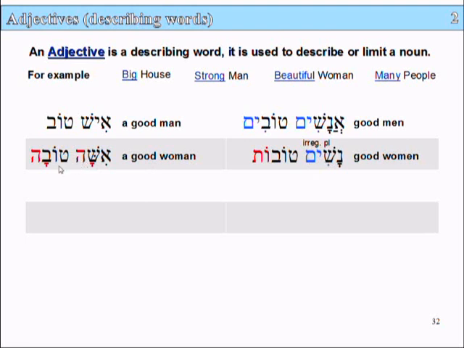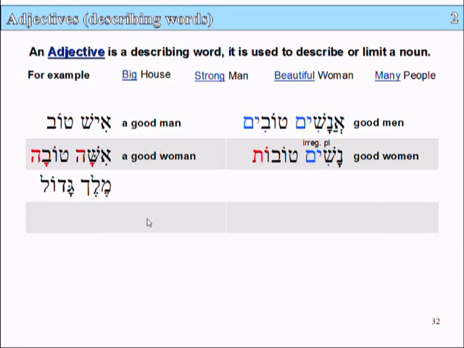For example, I could say ruach tova, and that would be a good spirit, and that would be ruchot tovot. Or I could say souls, good souls, and that would be nefesh tova, and the plural would be nefeshot tovot. But here we have an example of an irregular plural, which has a feminine singular with a masculine-looking plural at the end, and it becomes a plural.